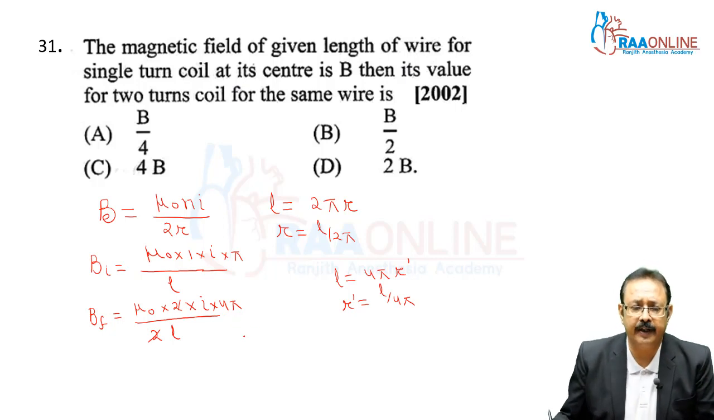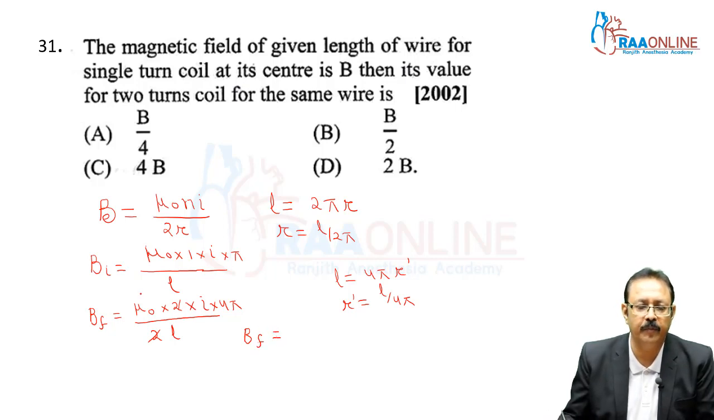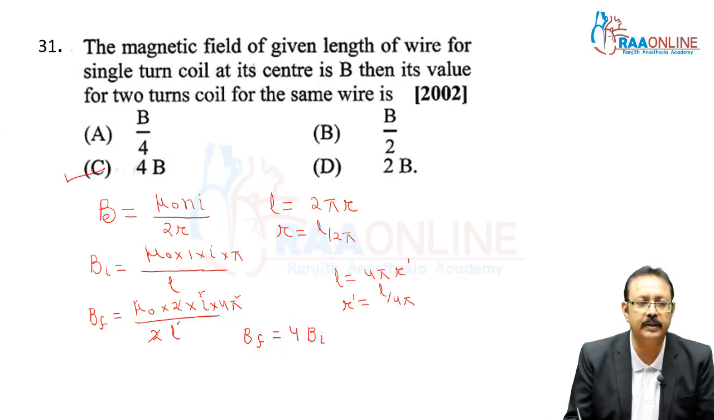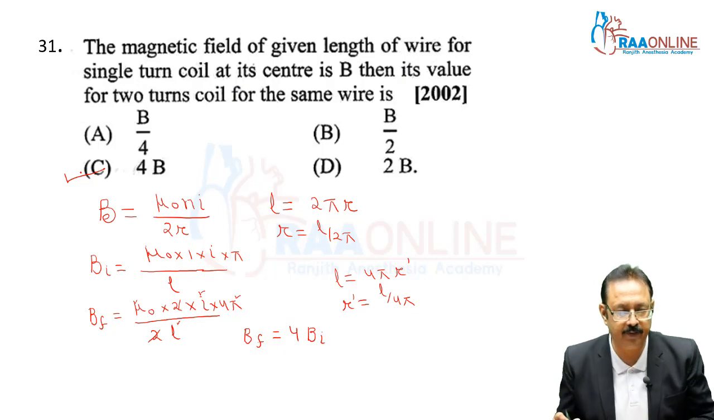So what we are getting now, they want to know BF in terms of BI. Mu naught was in both cases. I was also there. Pi was also there. L was also there. What additional are we getting? 4. So it should be 4 times the initial value. So we are going with C, 31st C.